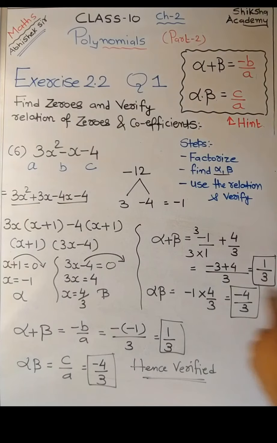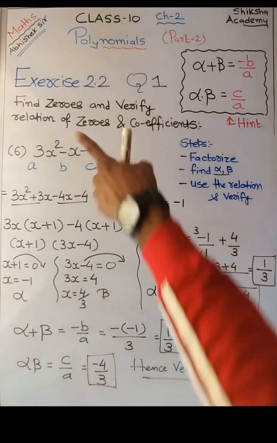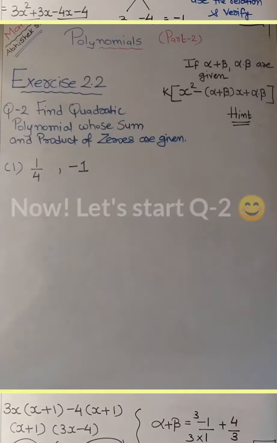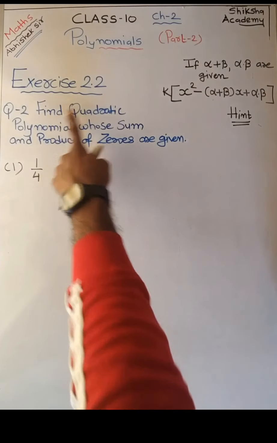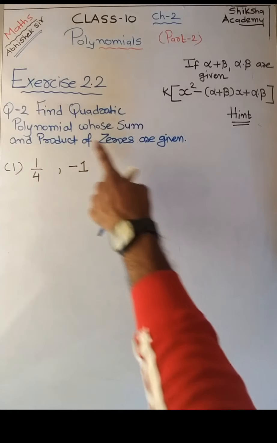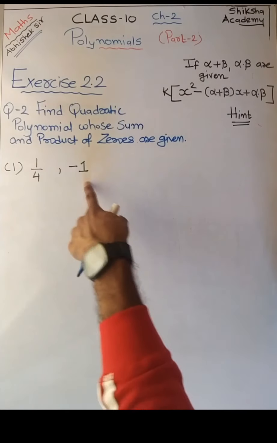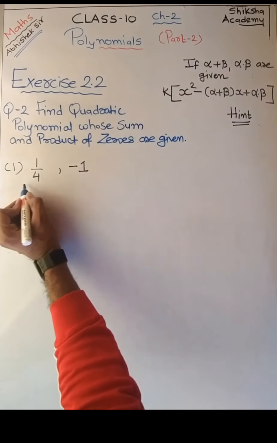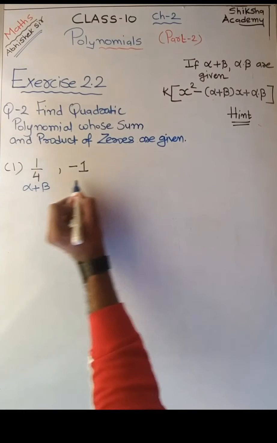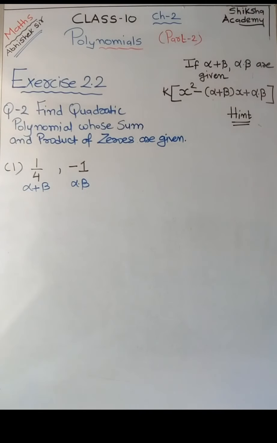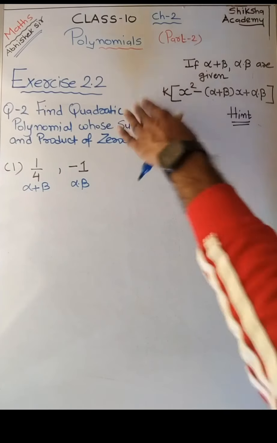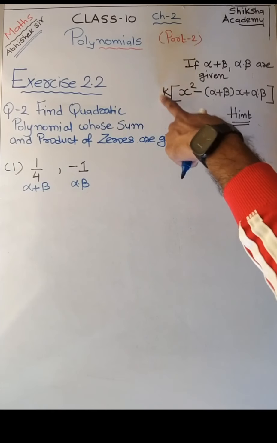In this question we had 6 different polynomials where we found zeros of those polynomials by splitting the middle terms, and then we verified the relation of zeros and coefficients. In question number 2 we are doing find quadratic polynomial whose sum and product of zeros are given. So the first number is the sum of zeros and the next one is the product of zeros. I'll be writing this as alpha plus beta and alpha into beta. And for the hint part I have given what will be the polynomial, with every constant number written outside as k.